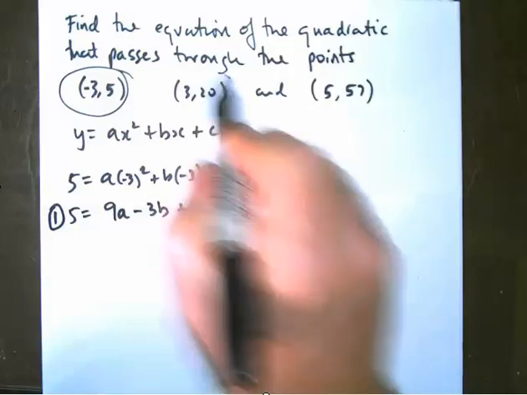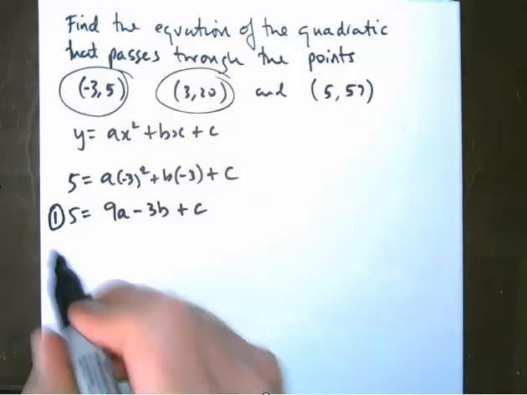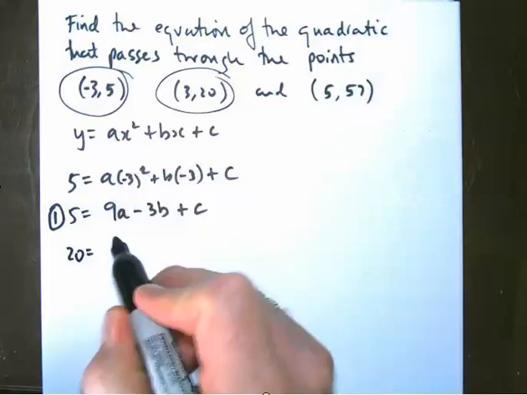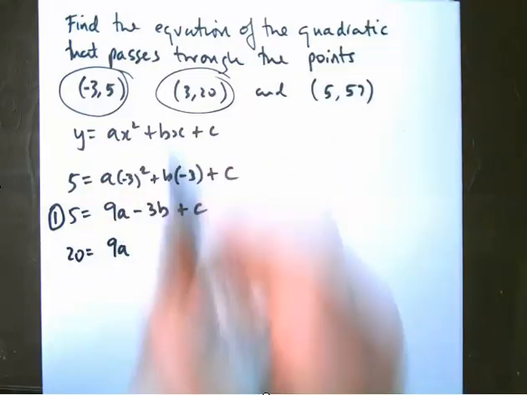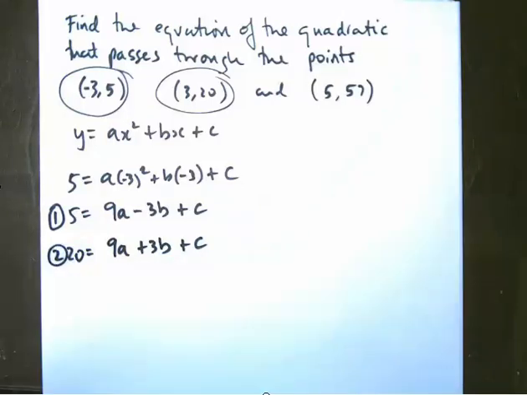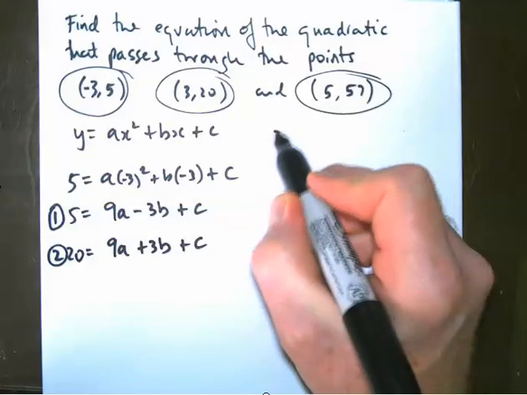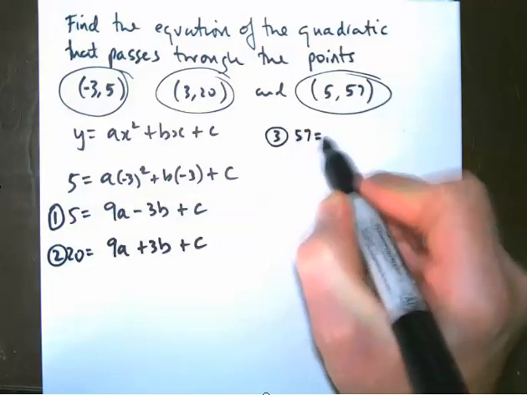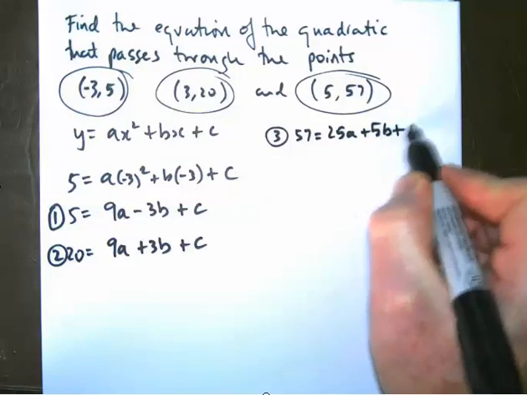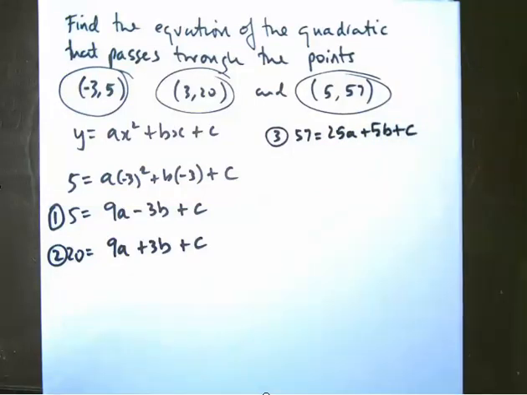Using this second coordinate and substituting 20 for y, 3 for x, so that's 9a, 3 for x, that's plus 3b plus c, I'm going to call that equation number 2. And this third coordinate is going to give me equation number 3. 57 will equal 25a plus 5b plus c. So I have my three equations, equation 1, equation 2, equation 3.